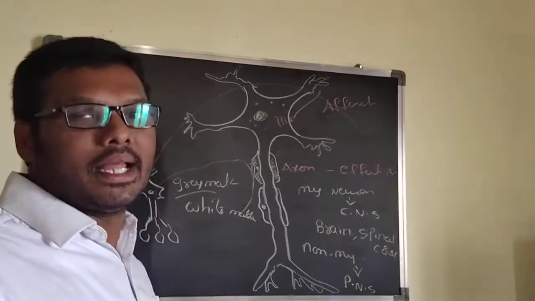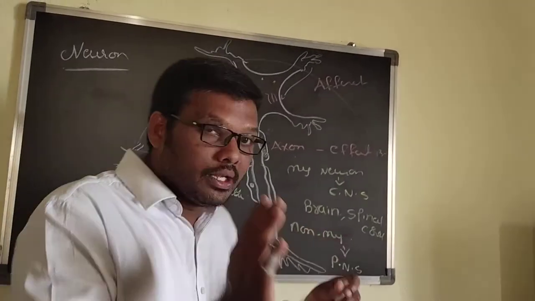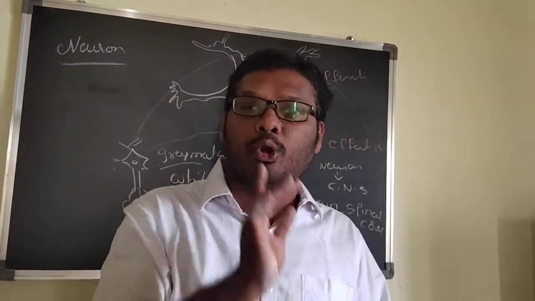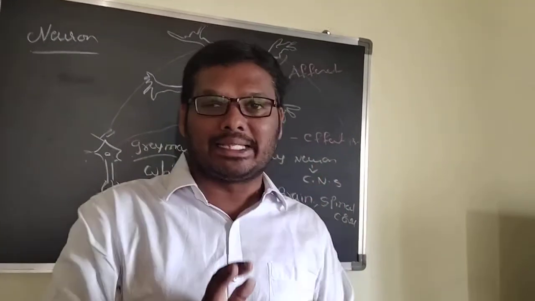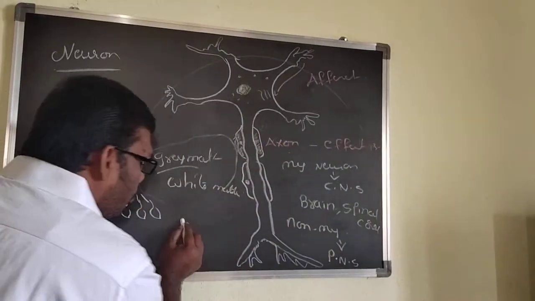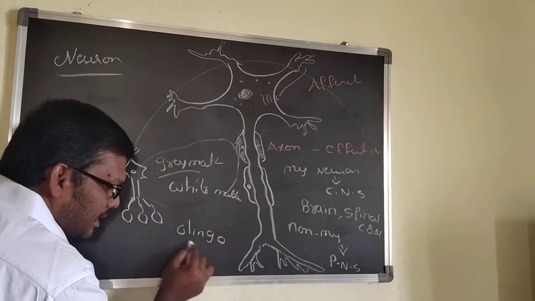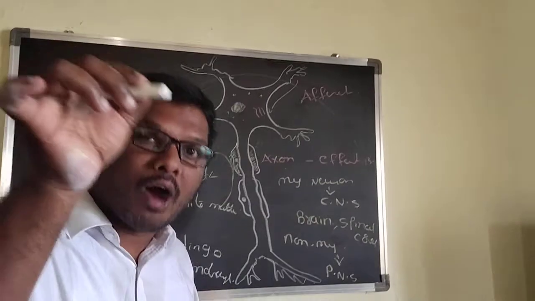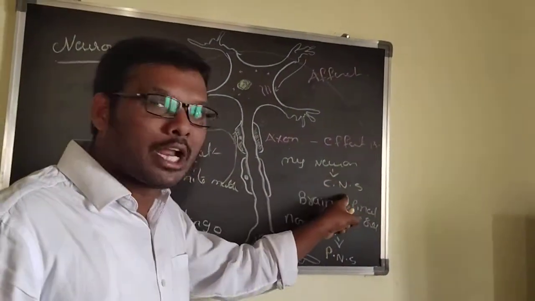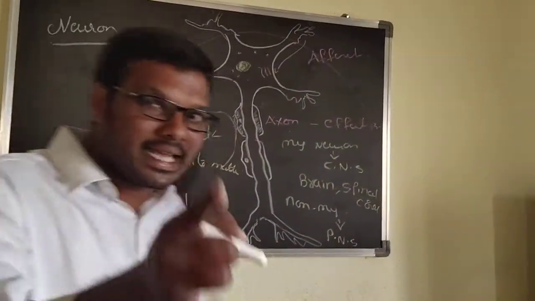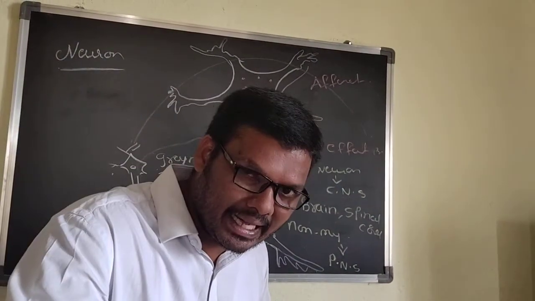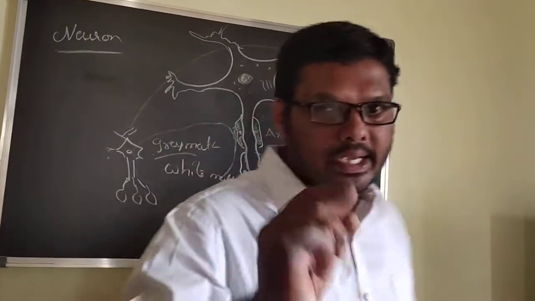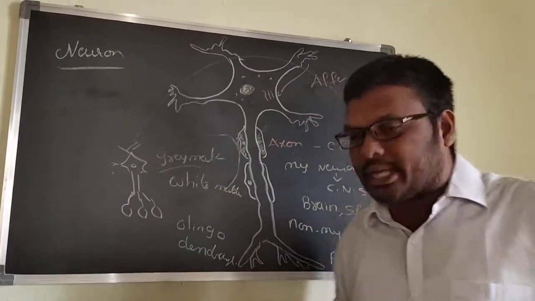Regarding these Schwann cells, one thing: there is a differentiation between the Schwann cells and the oligodendrocytes. Both are neuroglial cells. See here, oligodendrocytes form the myelin sheath in the central nervous system. Schwann cells form the myelin sheath and neurolemma in the peripheral nervous system. Keep in mind.